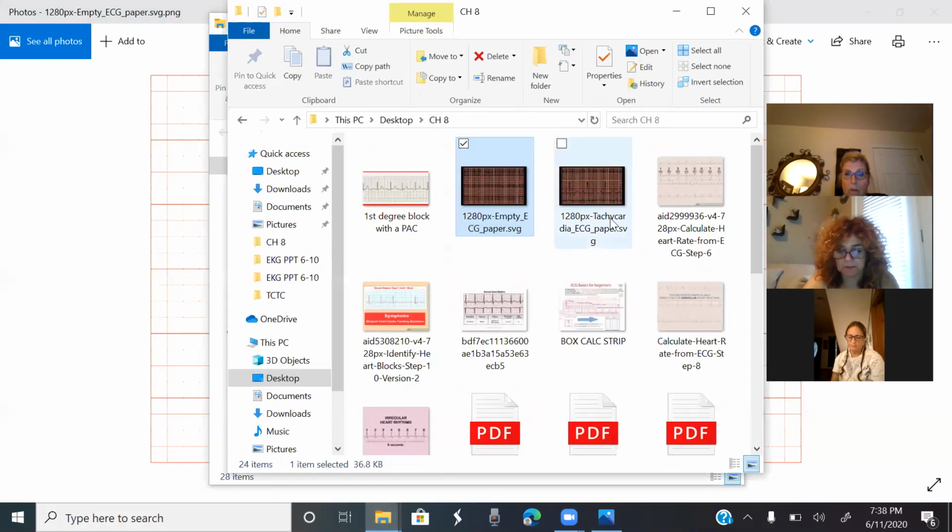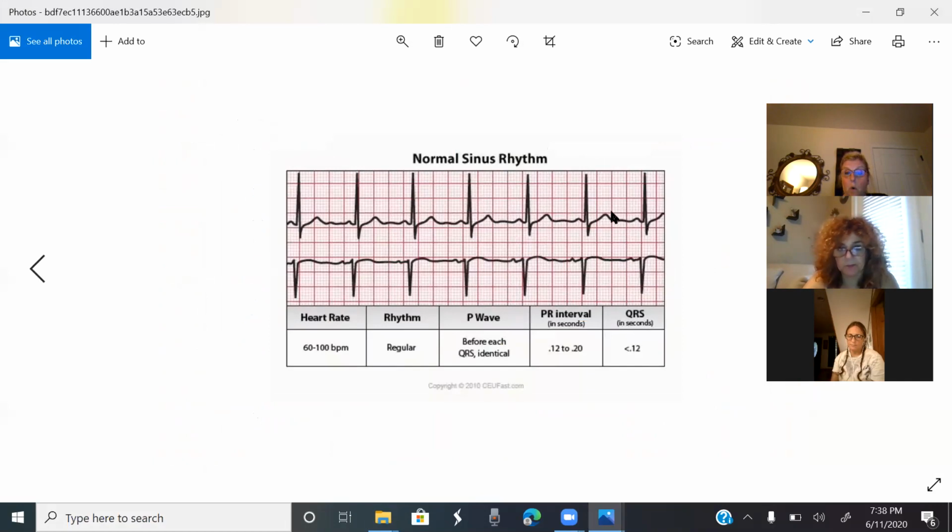You know what I'm talking about? Let me show you another picture of it. Can y'all see where it says normal sinus rhythm? Those bigger blocks here, there's 5 little ones within that, right? Can y'all see my screen? And it says normal sinus rhythm. So this is what normal sinus should look like, right?